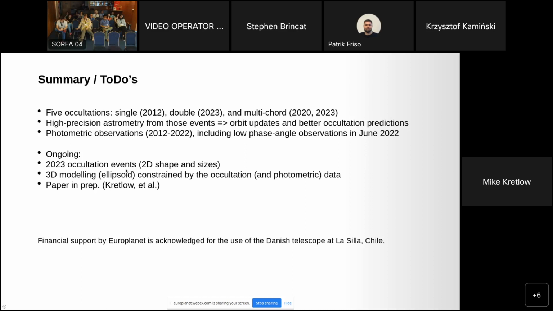What you can make is you can assume a three-dimensional ellipsoid, and you can scan the parameter space and try to fit the occultation profile data and, if possible, the photometric data to get a 3D model, an ellipsoid with some axes which fit the data, and that's what we are currently working on. So yeah, that's all. Thank you.